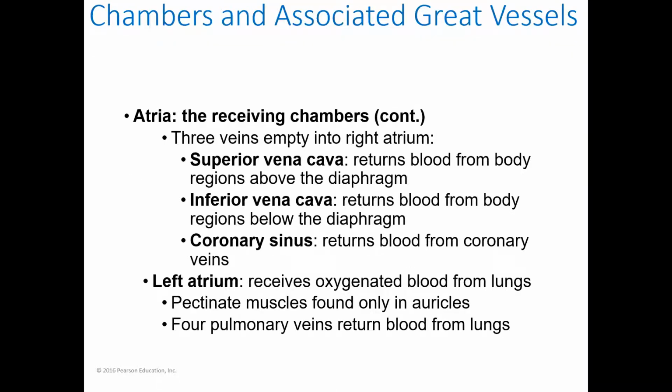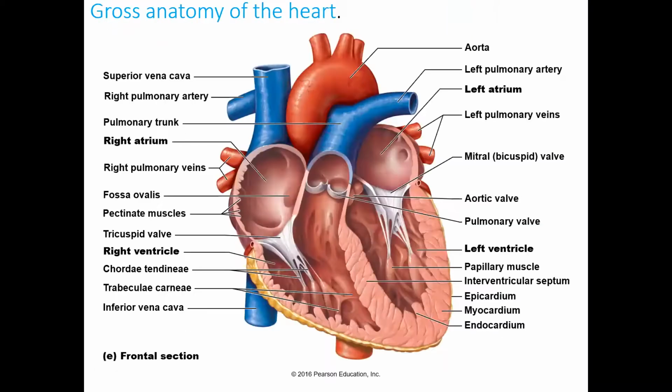As I said, the superior vena cava, the inferior vena cava, and the coronary sinus bring blood back into the right atria. The coronary sinus is returning blood through the coronary veins that are running parallel to the coronary arteries. Now, the left atrium receives oxygenated blood on its 4 pulmonary veins. We have pectinate muscles in the auricles of the left side to expand its size if necessary.